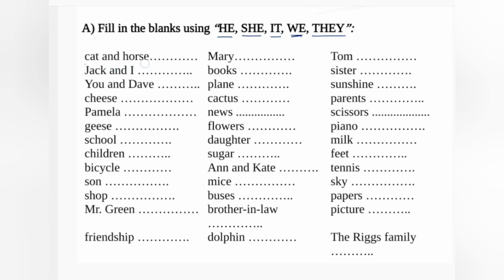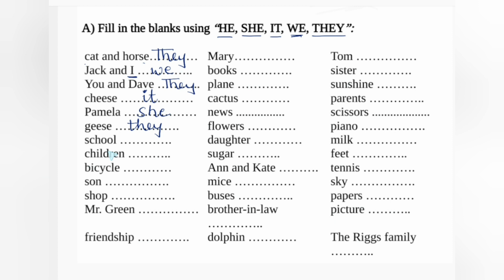Now the first, cat and horse, two animals, plural nouns, that's why they. Jack and I, with I, Jack is there, that's why both of us are we. You and they, Dave is there with you, so it is plural they. Cheese, uncountable noun, that's why singular it. Pamela, singular but female, so she. Geese, goose is singular, geese plural, so they.